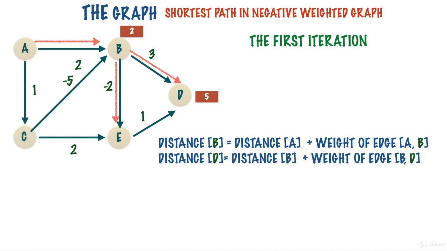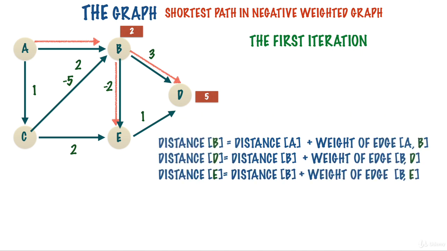Let's now look at the edge from B to E. It has a negative weight. So the distance of E is the distance of B, that is 2, minus 2, that is the negative weight of edge B to E, which means the distance of vertex E is 0.